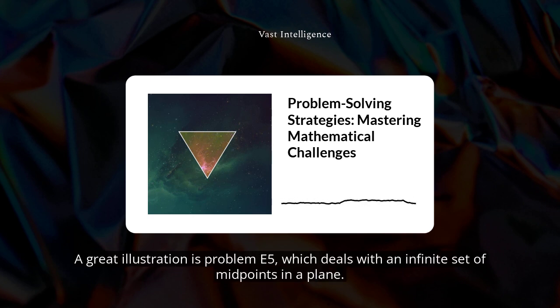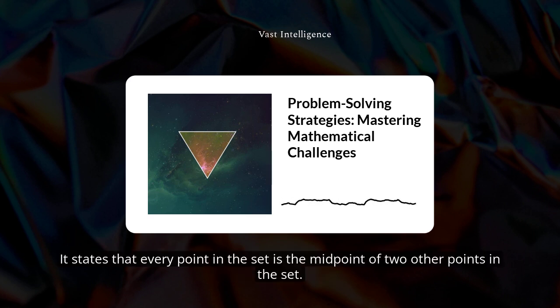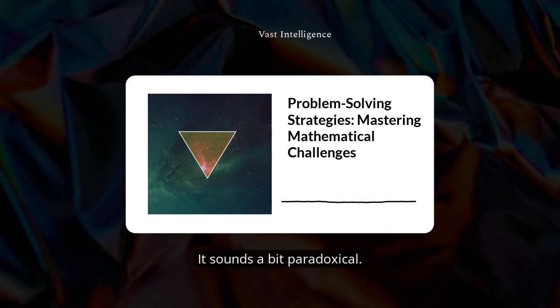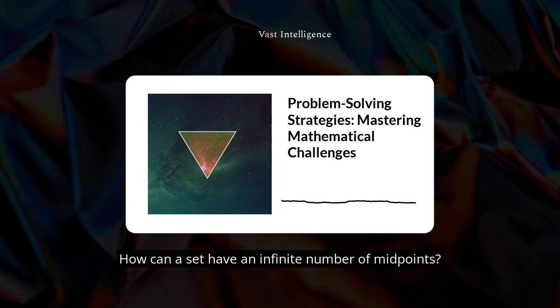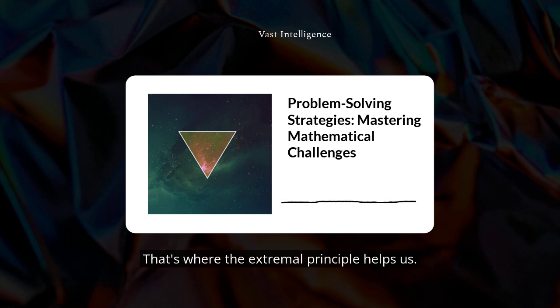A great illustration is problem E5, which deals with an infinite set of midpoints in a plane. It states that every point in the set is the midpoint of two other points in the set. It sounds a bit paradoxical. How can a set have an infinite number of midpoints? That's where the extremal principle helps us.